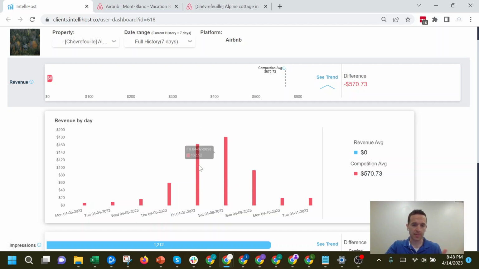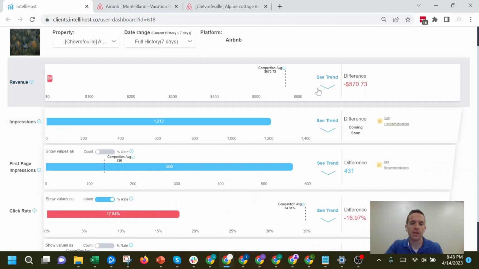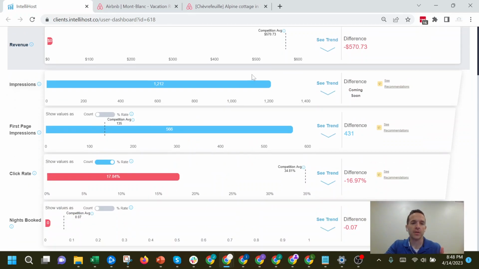So the red line is the competition. And she probably should have been booked this weekend. Generally, if you see that kind of a spike, she should have been booked here and didn't. Now, we all have those weekends. It happens. But let's identify how she can improve that and get a booking next time. So let's dive into her funnel metrics.